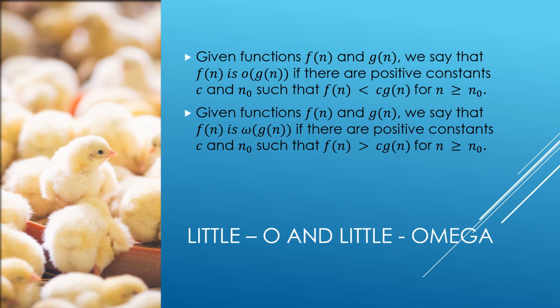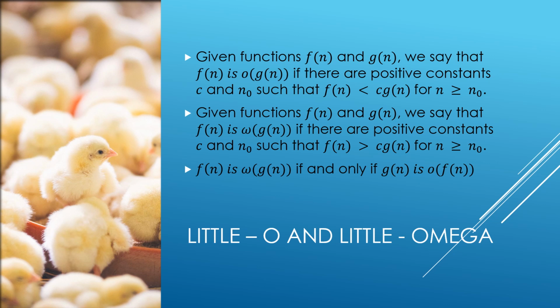Given functions f(n) and g(n), we say that f(n) is little omega of g(n) if there are positive constants c and n naught such that f(n) is greater than c·g(n) for n greater than or equal to n naught. The same difference exists between big omega and little omega. Little omega gives us a function that is slower in growth rate than our function, but the two functions are never asymptotically equal.